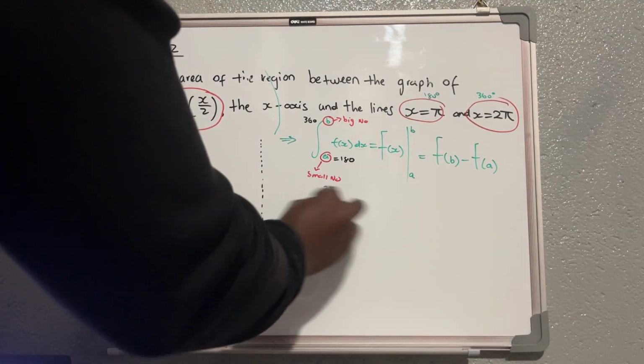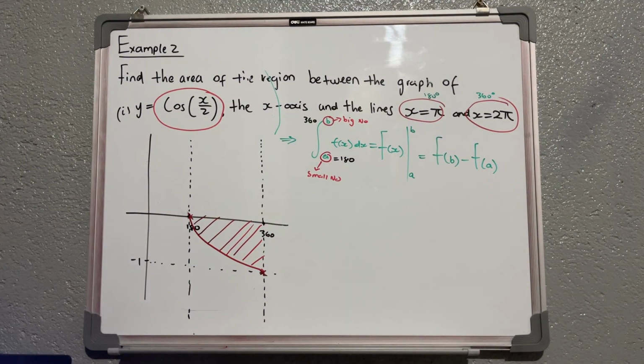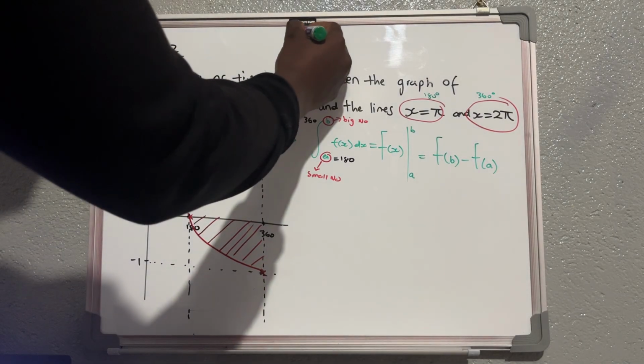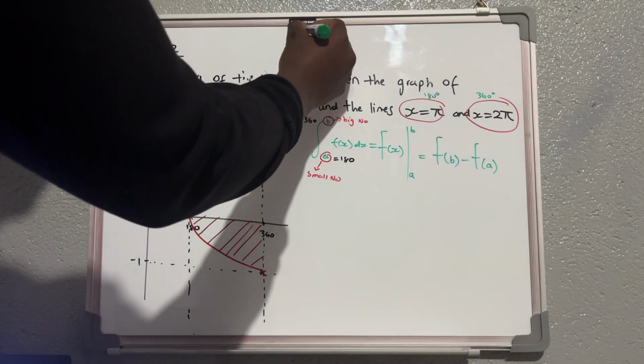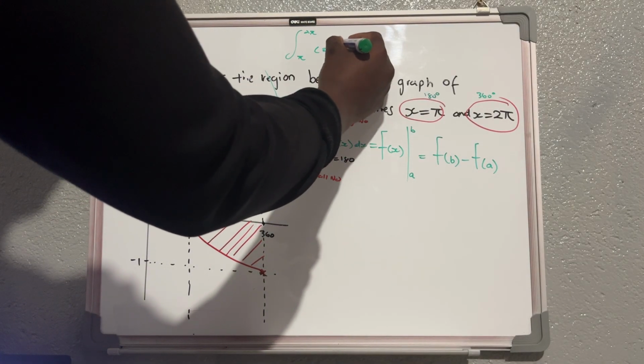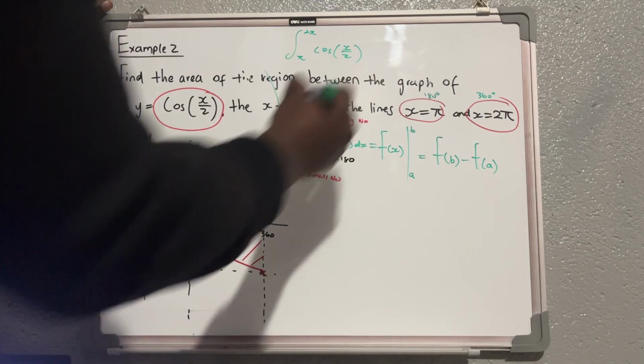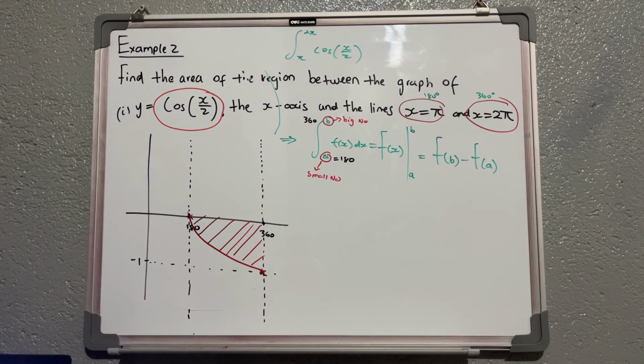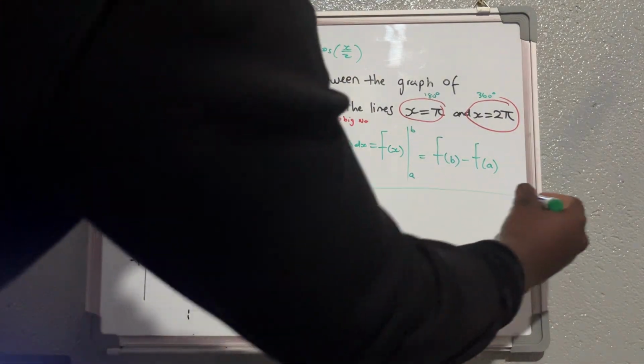For me, I use the U substitution method. So with the U substitution method, let me just write it here. We have this 2 pi, here we have pi, we have cos of x over 2. So what are we going to say? I'm just going to do this.